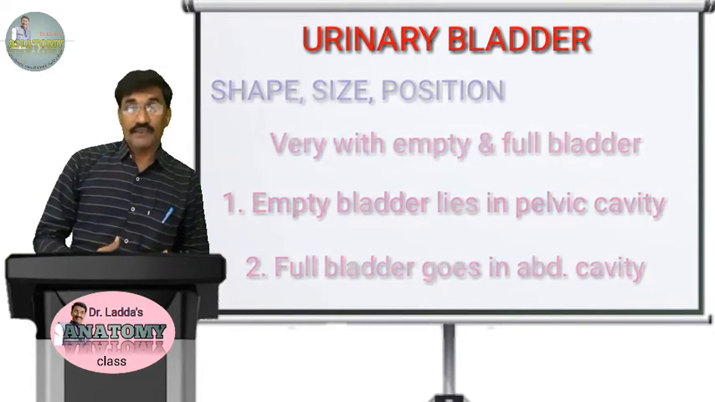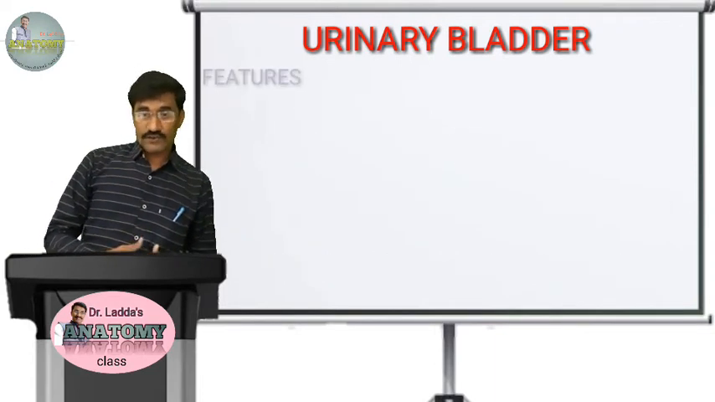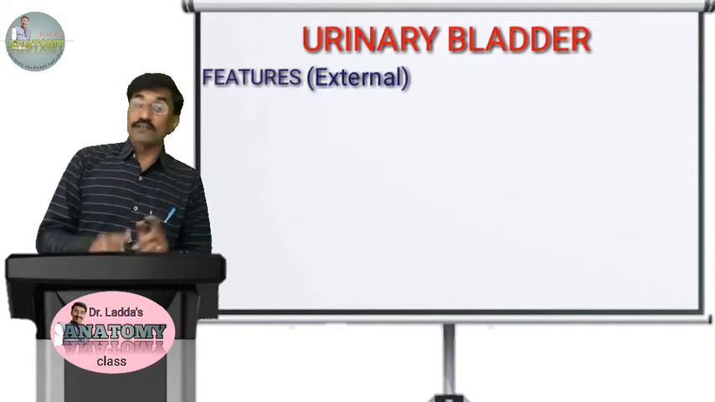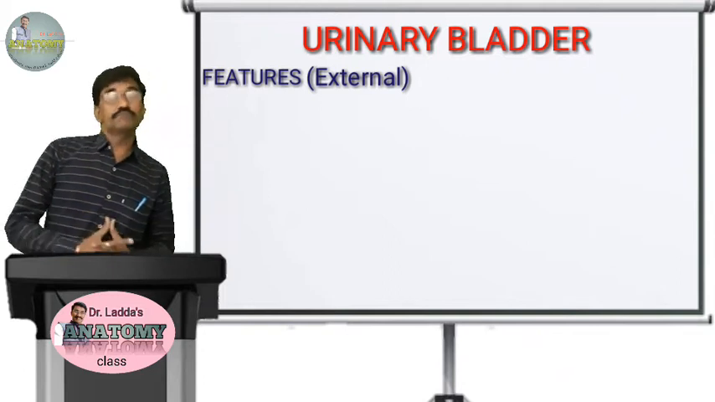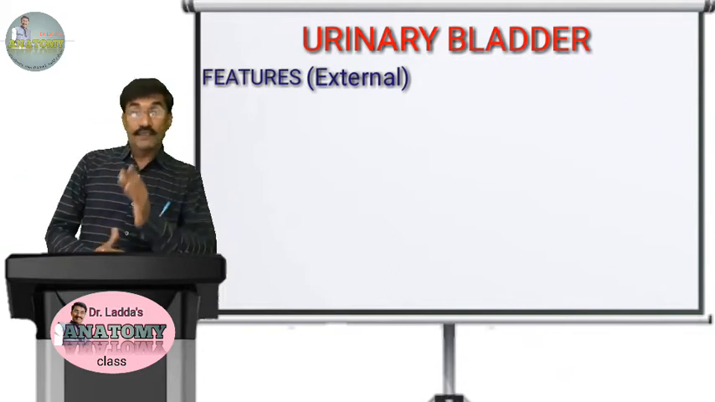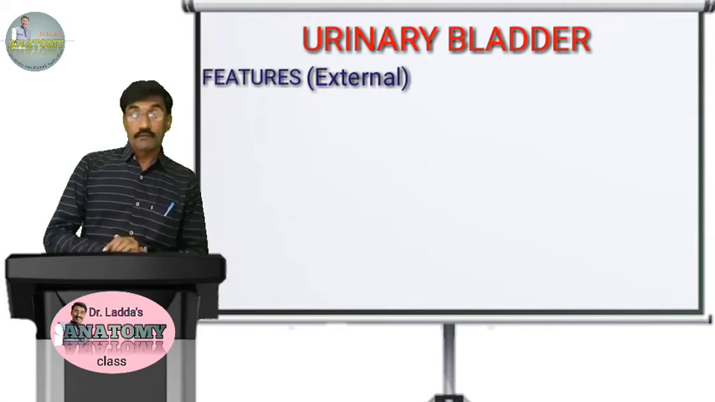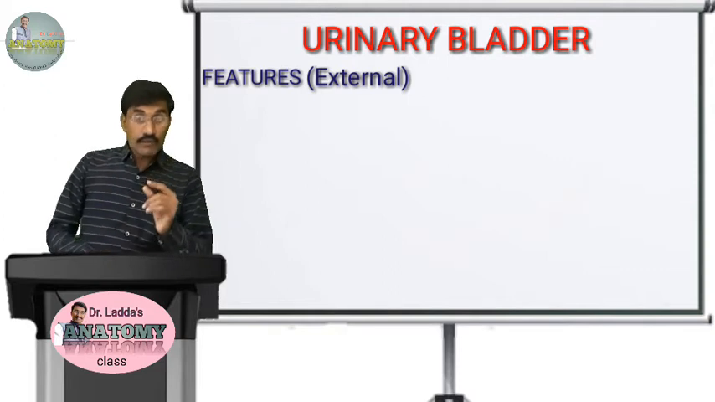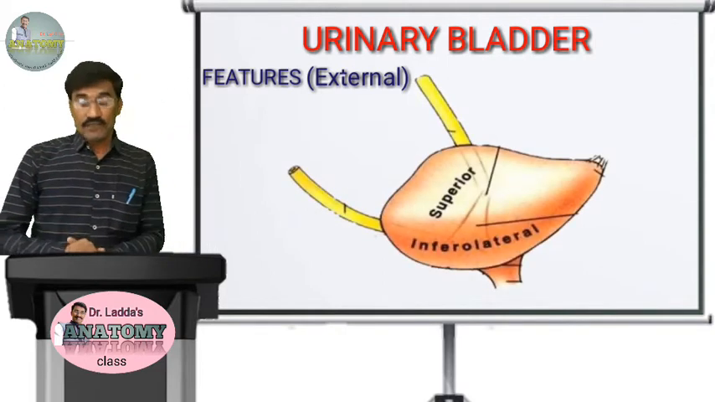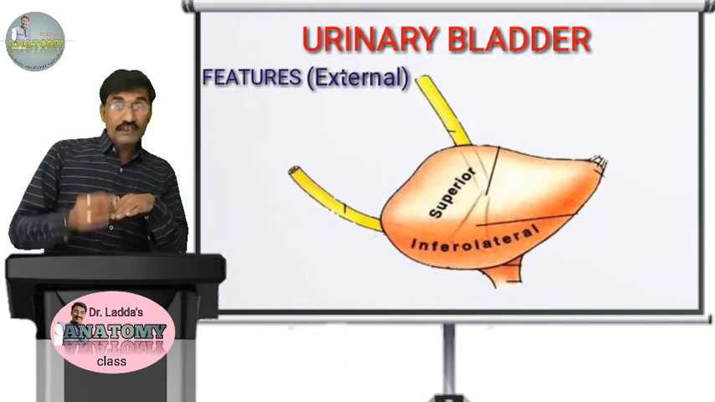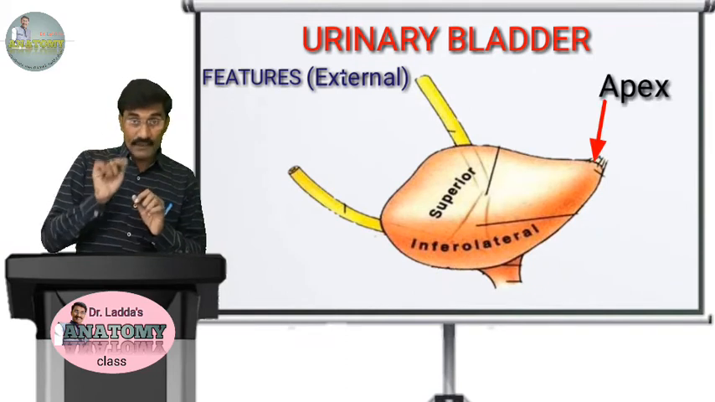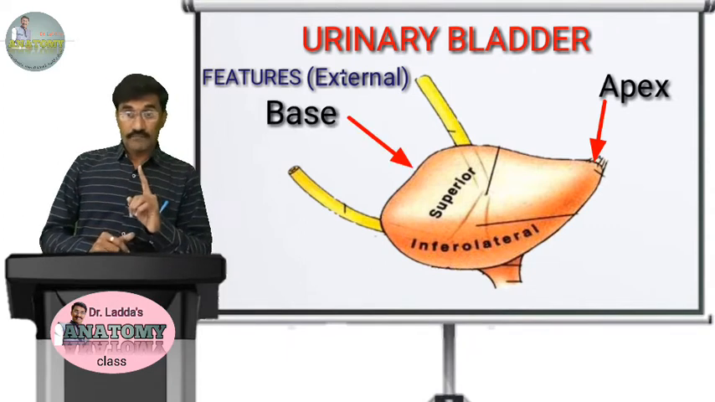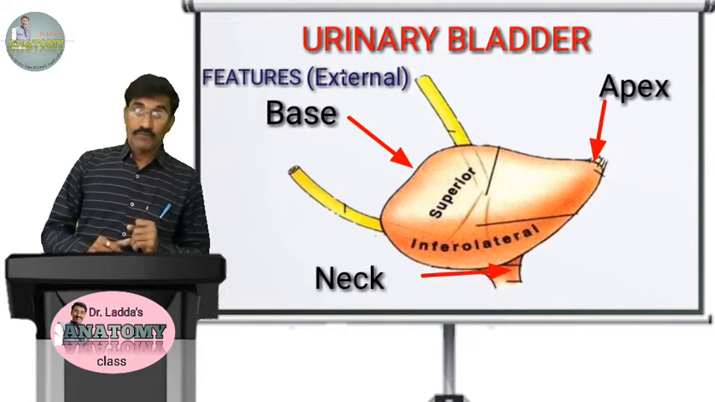Now the next point is the external features. How does it look? What are the external features of the urinary bladder? The external features also differ when the bladder is empty and when it is full. So what are the external features of the empty bladder? If the bladder is empty, it shows one apex, a base, or you can say the fundus, and a neck.